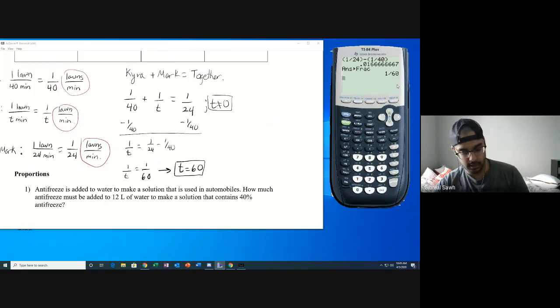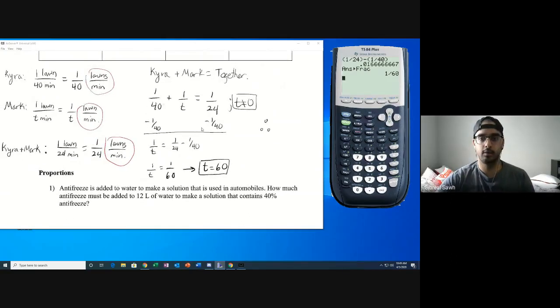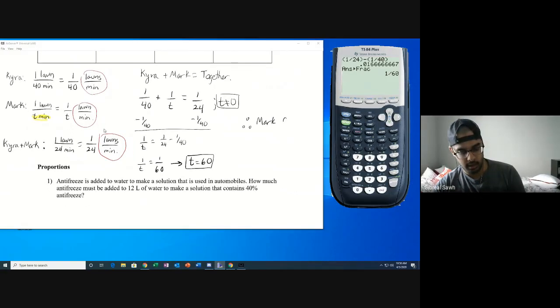Okay, which is going to tell us, so therefore we figured out what t is. Now I know how long it takes Mark. Originally, when we defined this, we defined t as being the amount of time that it takes Mark to actually cut this lawn. So therefore, Mark can cut the lawn in 60 minutes or 1 hour, however you prefer to write it. Okay, so that's how long it would take him to do the same job by himself.